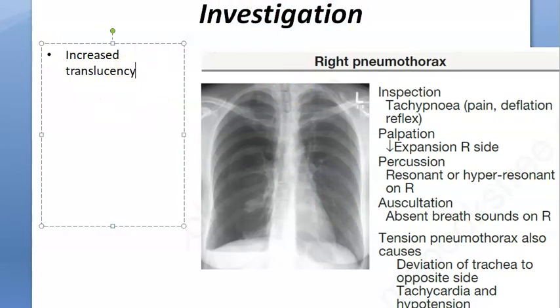Investigation, what and all you will do? You will do X-ray. Very good. You already have seen it here. So you can see here how there is increased translucency, right? The lung markings, there are no lung markings here. But here you can see the collapsed lung. It's so clearly visible actually. So in case there was some large pre-existing bullae, you should be able to differentiate it. You should not think that it is pneumothorax, a large pre-existing bulla.